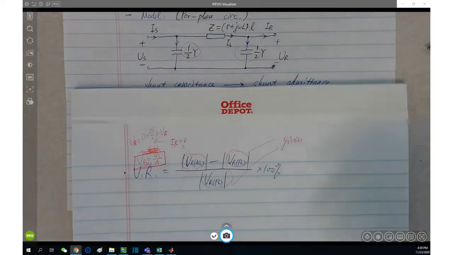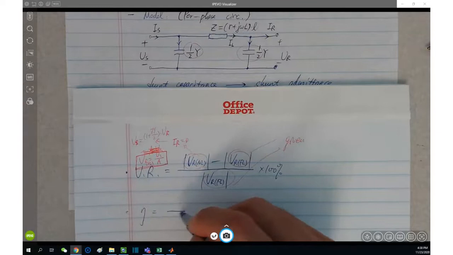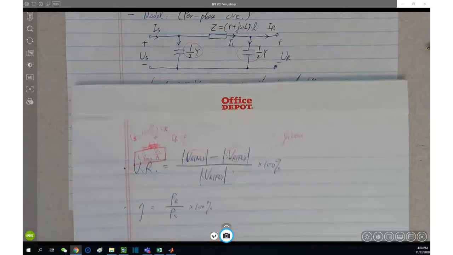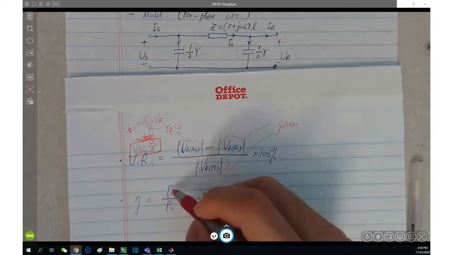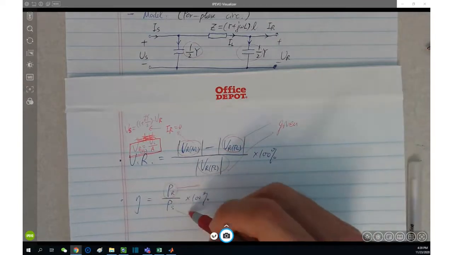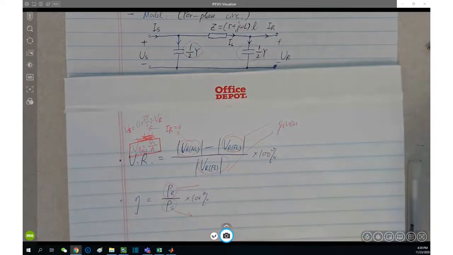And last one, of course, the efficiency. This remains the same. No reason to be different. Receiving end active power divided by the sending end active power. But let's recall how we got them respectively. Anyone remember how we got them? In, say, example 1, we got them.